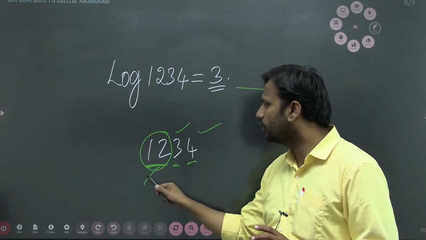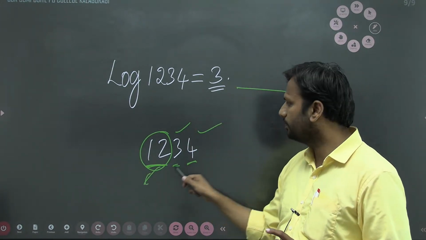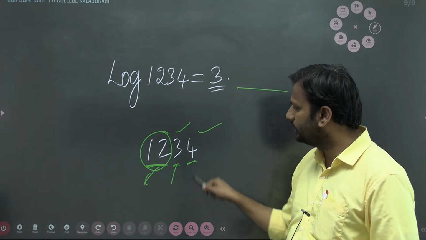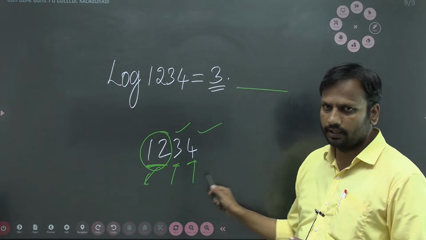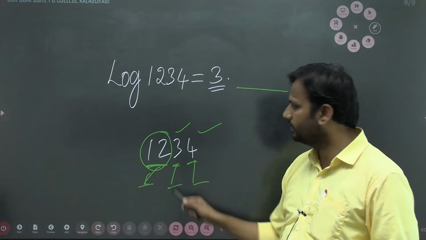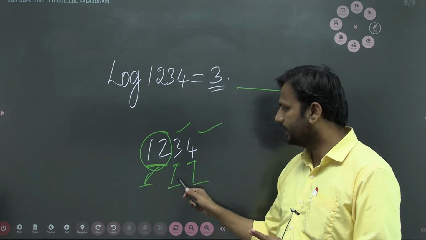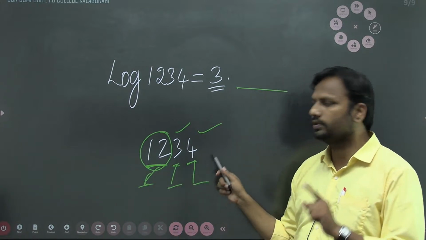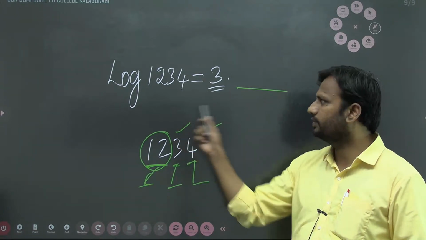12 is in one group, 3 is in another group, 4 is in some other group, right? So I have to make 3 groups. The first group is a 2-digit number, the second group is a single digit, the third group is also a single digit, of 1, 2, 3, 4.